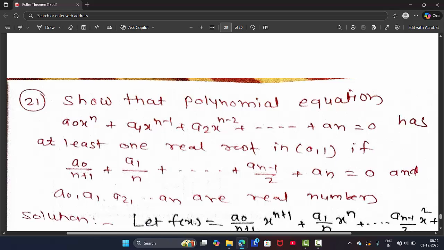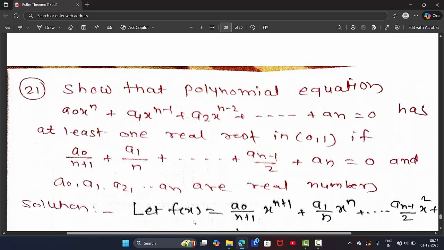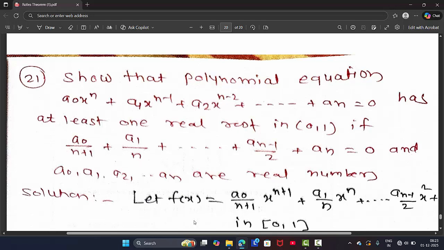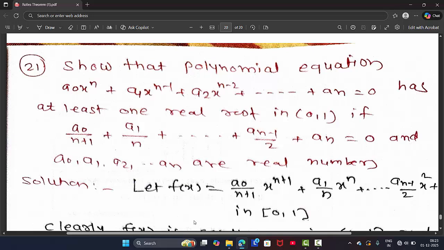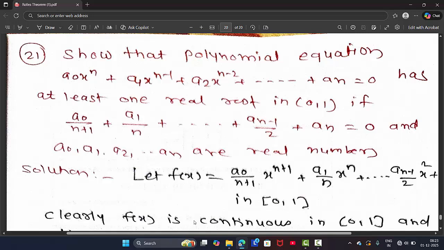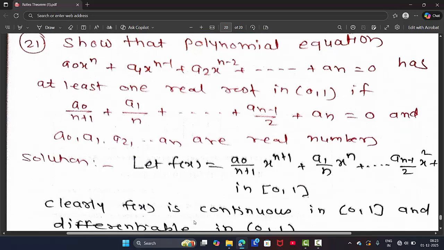Example 21. Show that the polynomial equation a0 x raised to n plus a1 x raised to n minus 1 plus a2 x raised to n minus 2 plus so on plus an equal to 0 has at least one real root in (0, 1) if a0 by n plus 1 plus a1 by n plus so on plus a(n minus 1) by 2 plus an equal to 0, and a0, a1, a2, an are real numbers. Here, the polynomial equation is given and it has at least one real root in the open interval (0, 1) if this condition is satisfied. This we have to show.